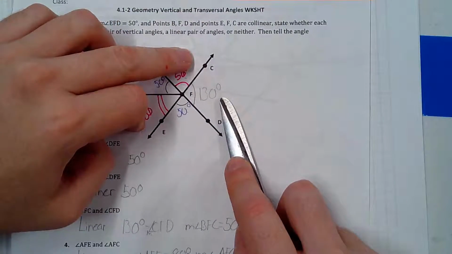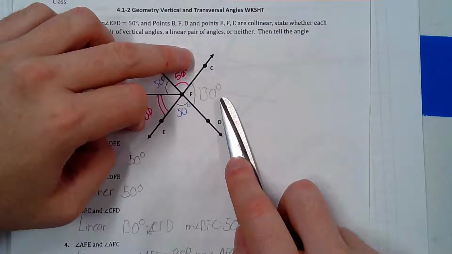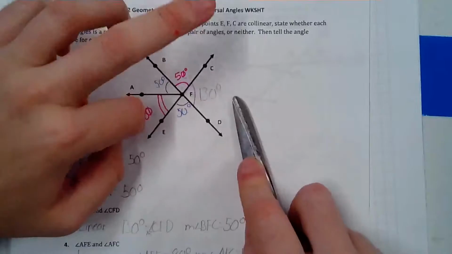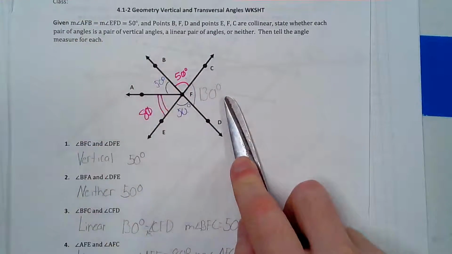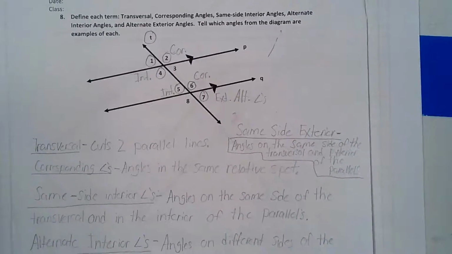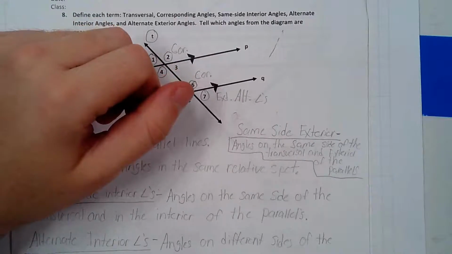They got anything in common? The three of them? These two have something in common, right? They're a linear pair. But what about all three of them? Nah, they're just angles. That's 80, that's 50, that's 130. Turn the page. Did this all together.